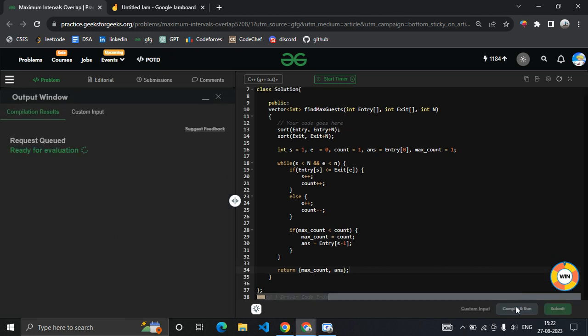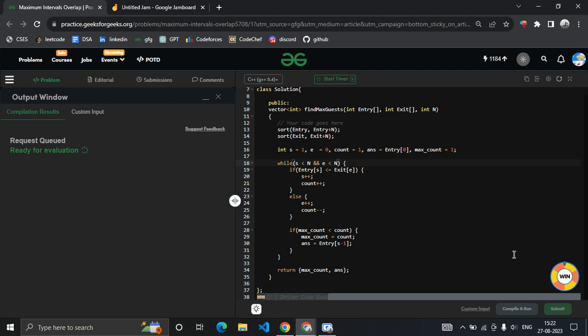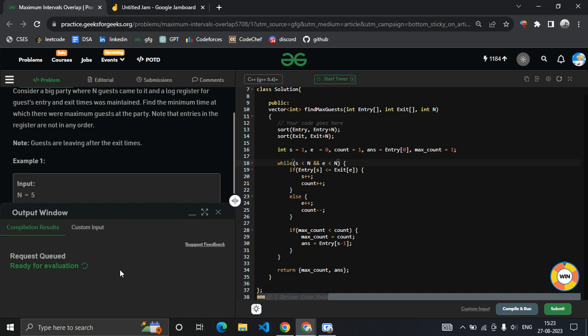Let me check. Okay, it's giving an error. Yeah, it's a typo. Okay, yeah, it's giving 3 and 5. Let's submit it. Hopefully, it should not give any errors. Yeah, it passed the test case.